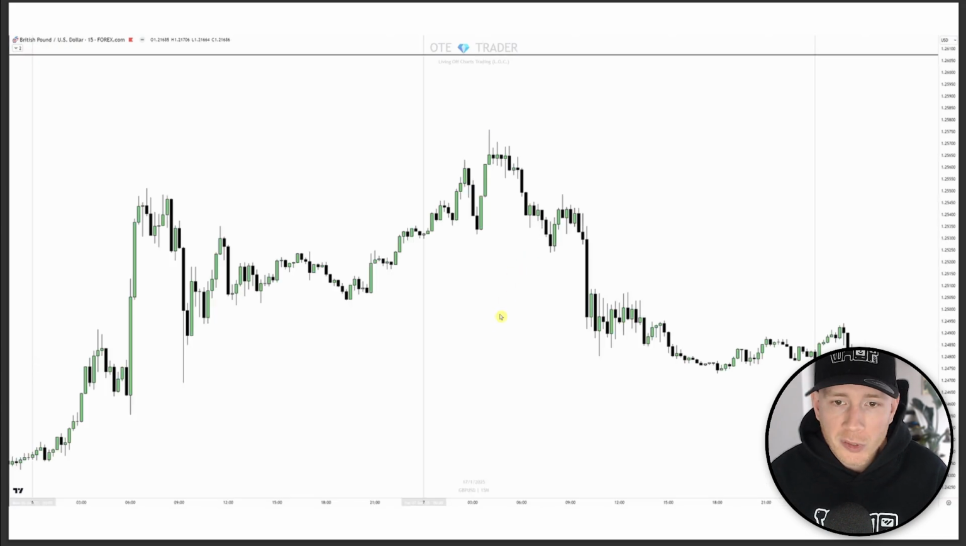And over here, we've got a 15-minute chart. Where are the session highs and lows? Where is that external range liquidity? Because the next session you're trading will almost always take out the previous session's high or low. So this is also external range liquidity.